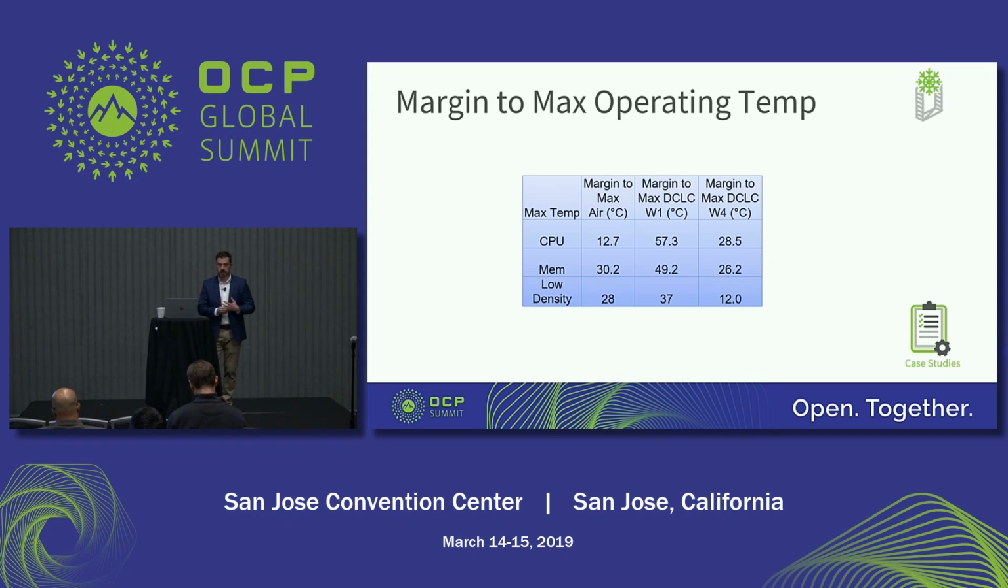So again, just summarizing on the margin to max operating temperature: with air, you're sitting at about a 13 degree headroom. With W1, we can get up to 57 degrees, and W4 up to 28.5. For the memory and the lower density cooling, you don't see as big of a jump, and that's predominantly because of the technology of the cold plate. If you're just running liquid straight through, not a micro channel, you don't get the same level of thermal resistance.